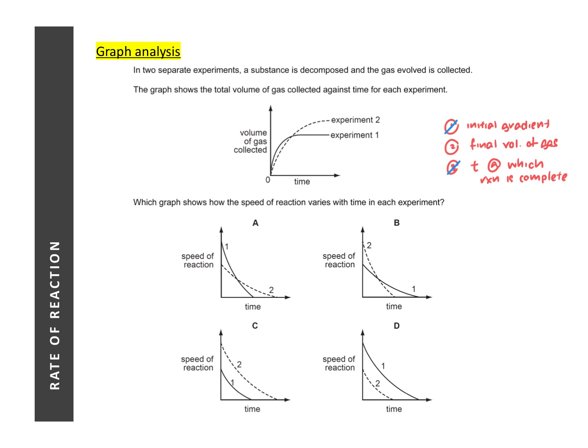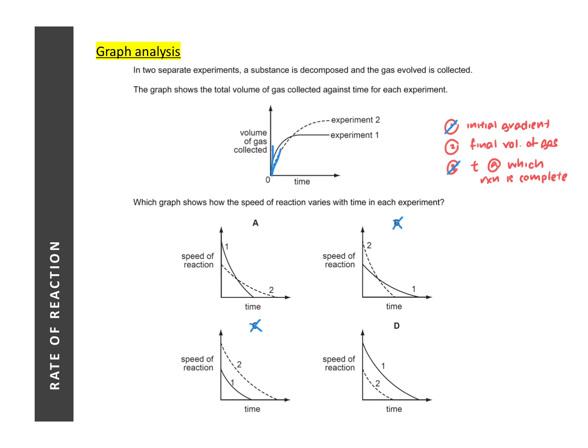Let us look at the initial gradient for experiments 1 and 2. You can see that the gradient for experiment 1 is actually steeper than that for experiment 2. What does that mean? It means that at the start, the rate of reaction for experiment 1 is larger or higher than that of experiment 2. That means that we can cross out options B and C. Next, the final volume of gas, even though there is a difference, doesn't carry much meaning. It doesn't help you much in solving this question.